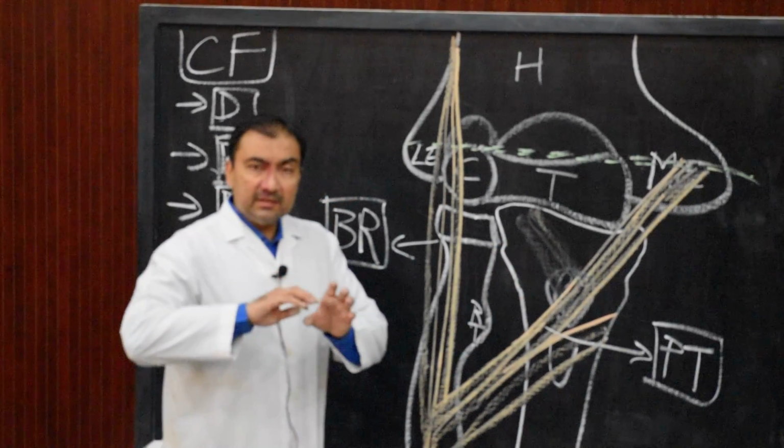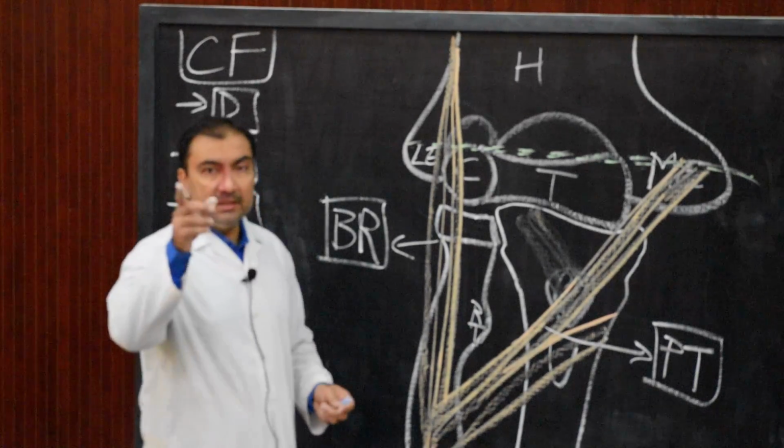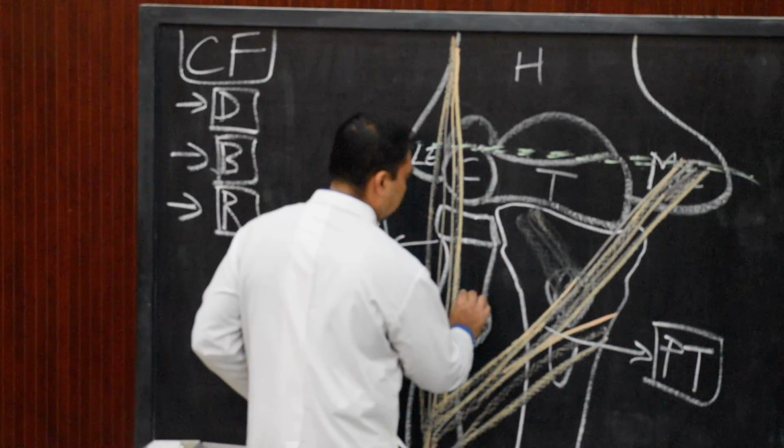Number two, just superficial to the bicipital aponeurosis, there will be one median cubital vein which is directed in an oblique direction, median cubital vein.